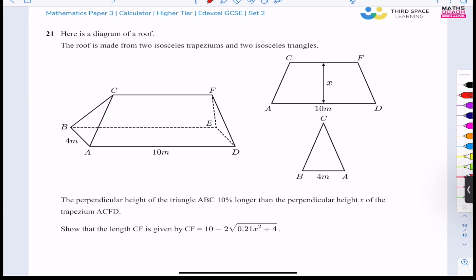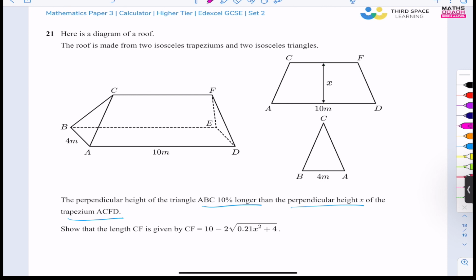Question 21, the last question. Here is a diagram of a roof. The roof is made from two isosceles trapeziums and two isosceles triangles. So we've got this, and here, this is drawn for us. And then we've got the trapezium on the sides, right there, and the other one at the back. The perpendicular height of the triangle ABC is 10% longer than the perpendicular height, x, of the trapezium. So x here is the perpendicular height of our trapezium.